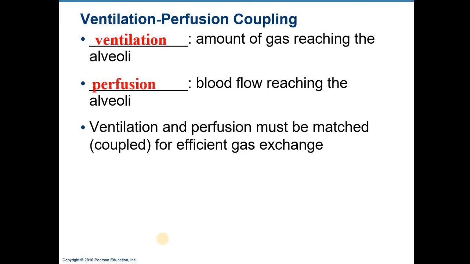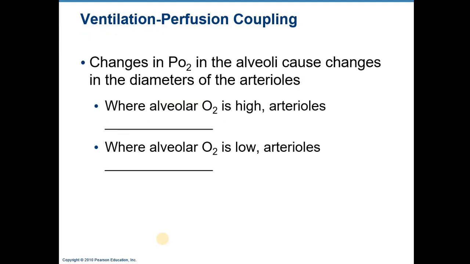Ventilation and perfusion coupling is important. Ventilation is the movement of gas reaching the alveoli. Perfusion is the blood flow that's reaching them. They must be coupled, or in other words, they must match in order for gas exchange to take place. If you have a reduction in the movement of gas, it can affect blood flow, or blood flow can affect gas exchange. So they have to match each other for an efficient process of gas exchange from alveoli to blood and blood to alveoli.